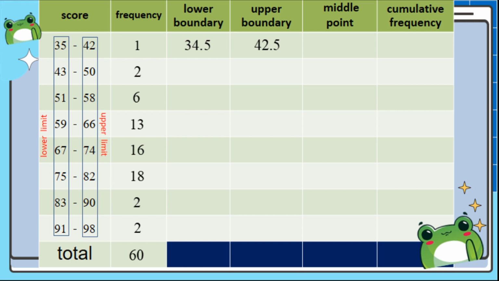And the second row. The lower limit of the second row is 43, so the lower boundary is 43 minus 0.5, that is 42.5, and for the upper boundary of the second row, students should add 0.5 to the second row upper limit, so that is 50.5. Students do the same method like this and complete the lower and the upper boundary by yourself.